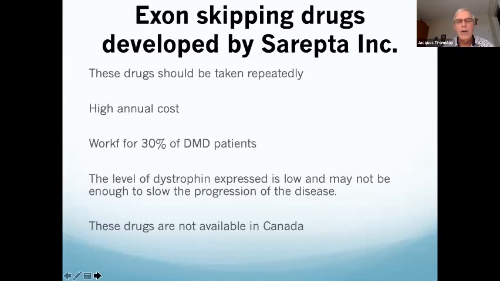And the annual cost of these drugs is unfortunately very high. It is believed that exon skipping is a solution for about 30% of Duchenne muscular dystrophy patients. For some patients that have a point mutation, depending on where the point mutation is located, exon skipping is not a solution.